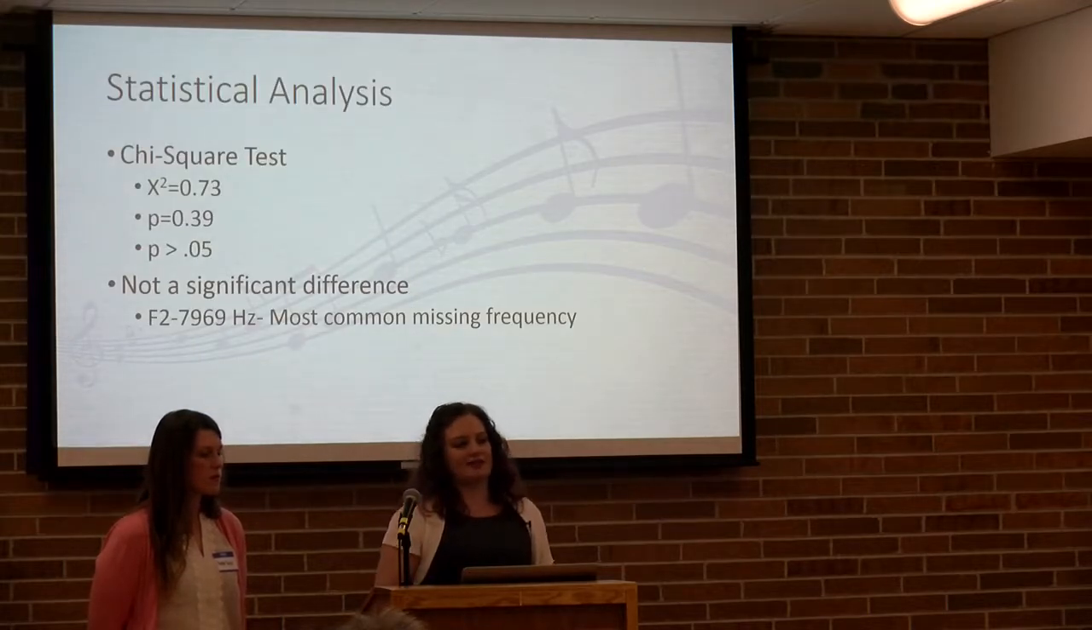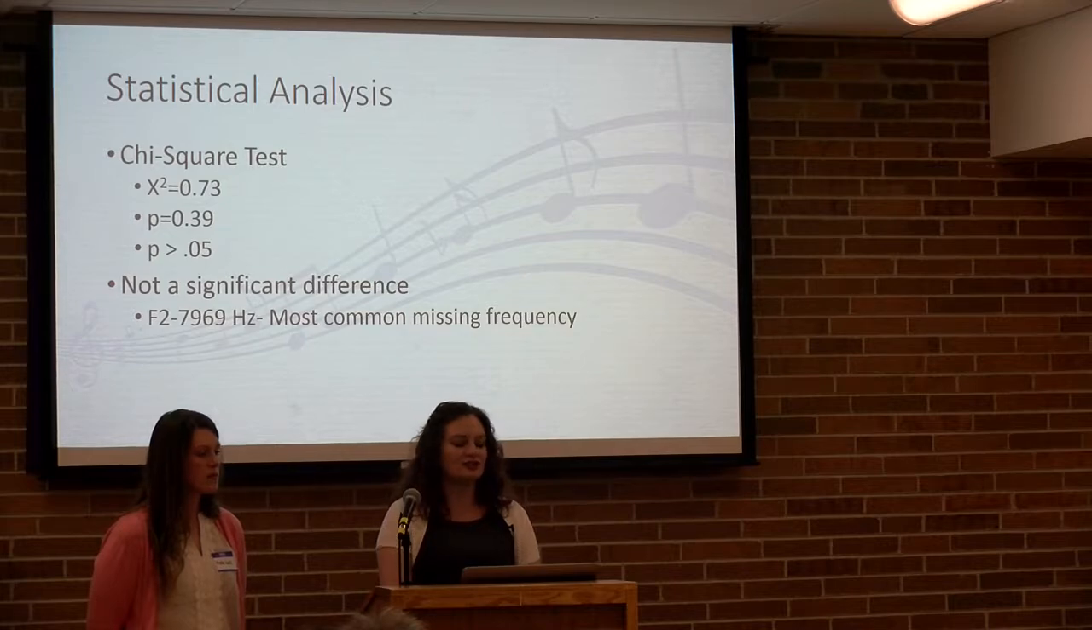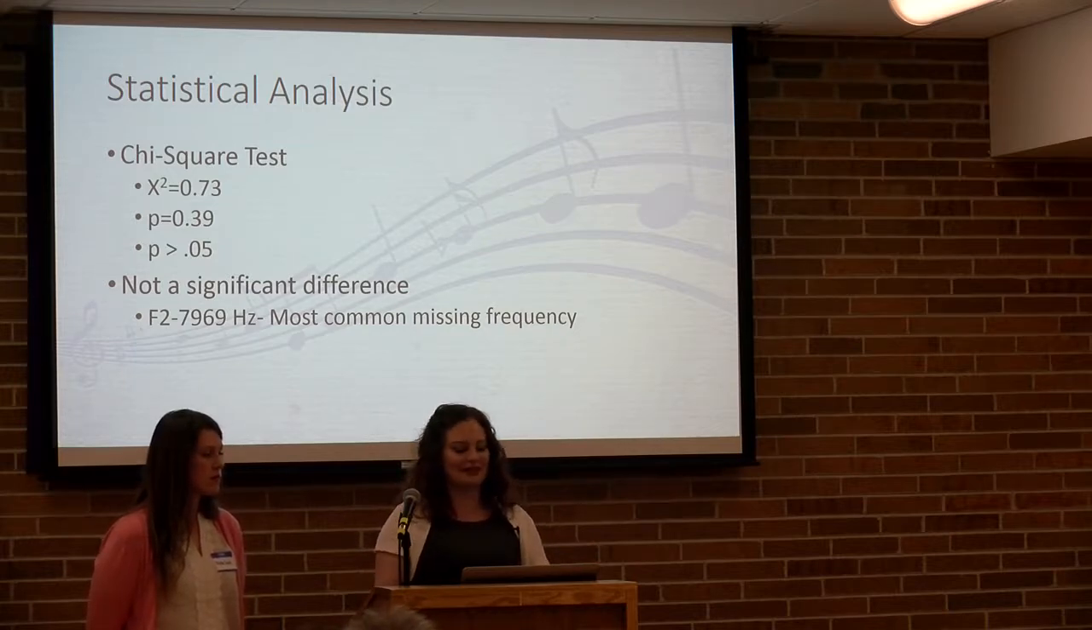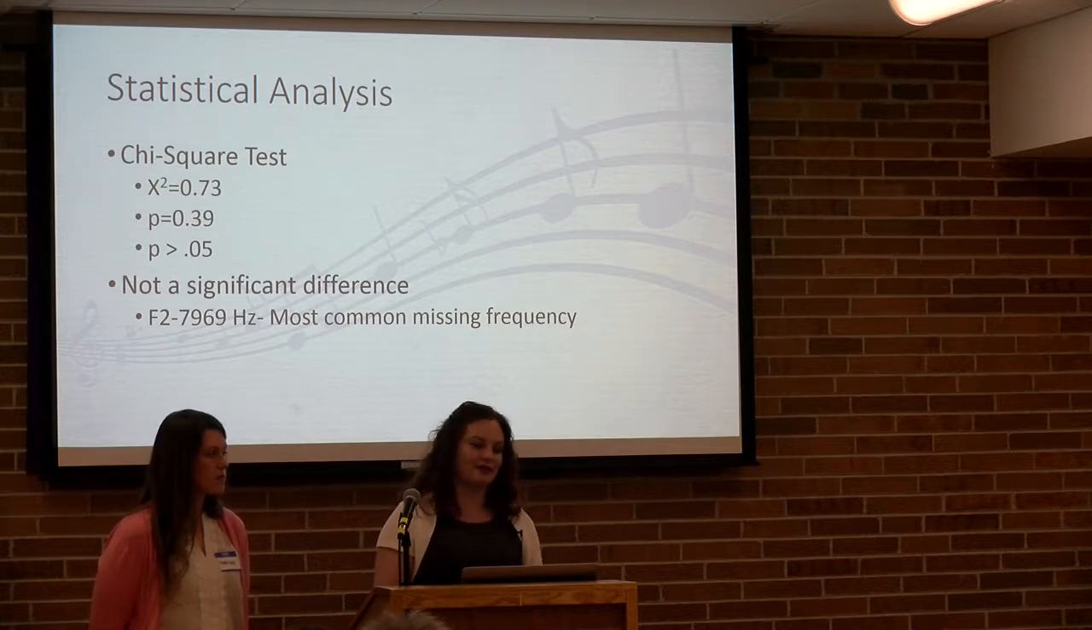The statistical analysis that I ran was the chi-squared test. For the contingency table that I used, I just said passed all frequencies or failed at least one frequency. It came up with a p-value that was greater than 0.05, so that's not a significant difference. Roughly 8,000 hertz was the most common missing frequency, and I did not include any of the frequencies below 1,000 hertz because that runs into the noise floor, so it's not reliable. With such a small number of participants, this really isn't generalizable.